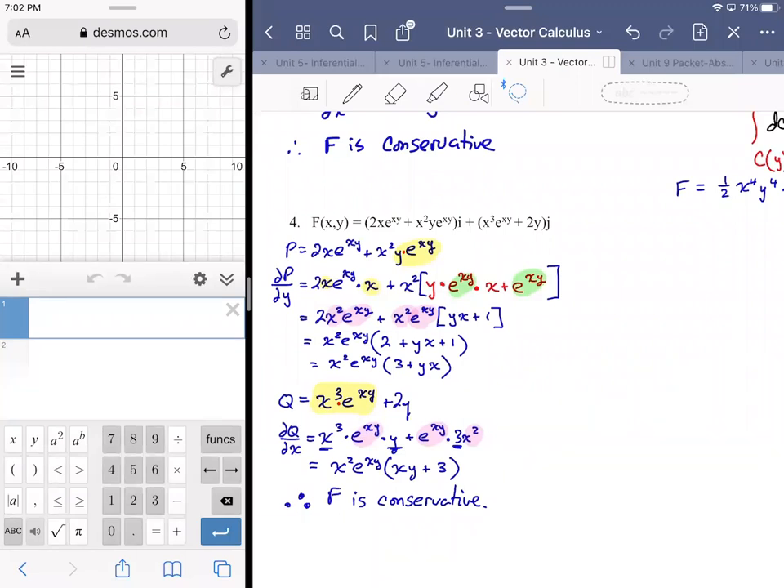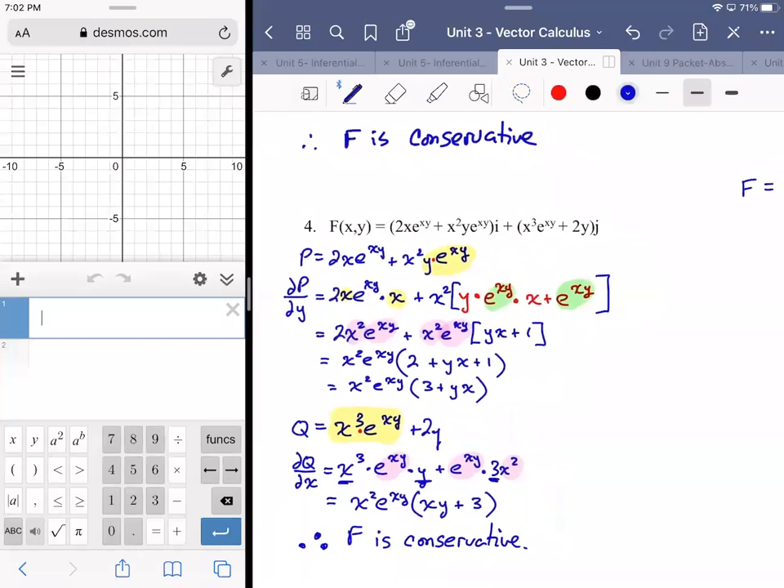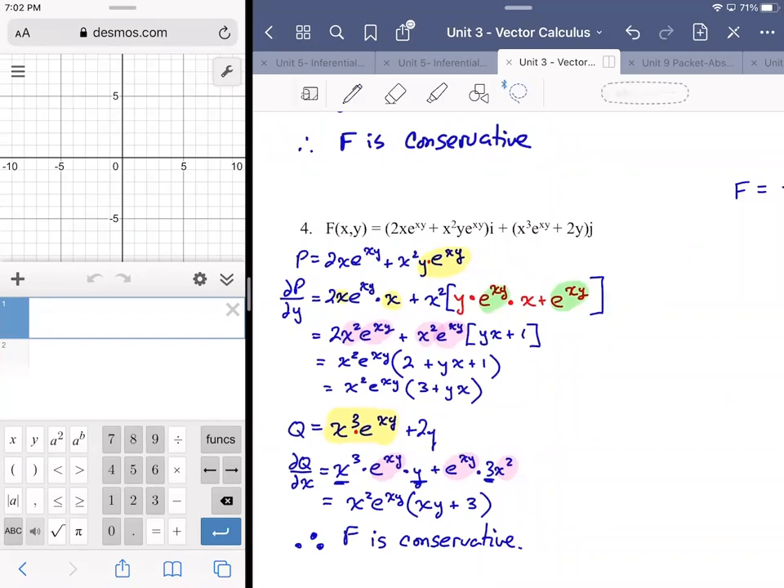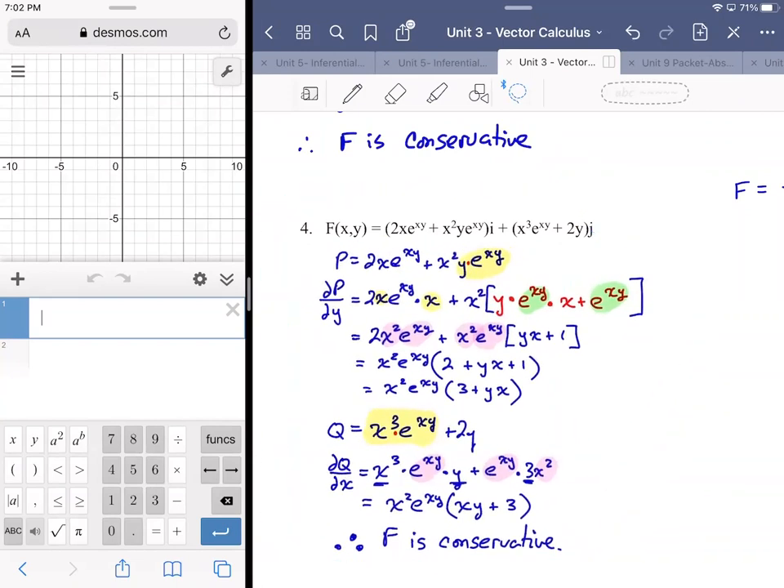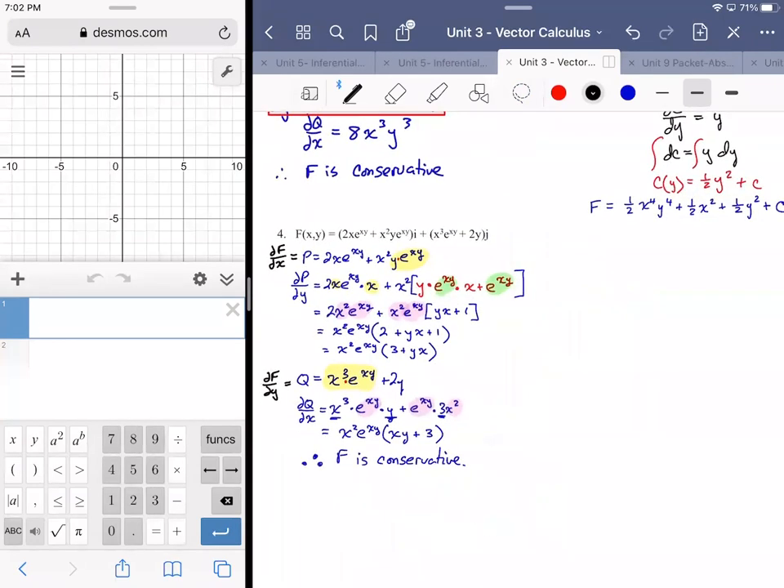We'll take whichever one we want, but I'm going to take partial f with respect to y. Remember, that P is the same as saying partial f with respect to x. That Q is the same as saying partial f with respect to y. So I'm going to take the y, which is x cubed e to the xy plus 2y. We have that differential equation.